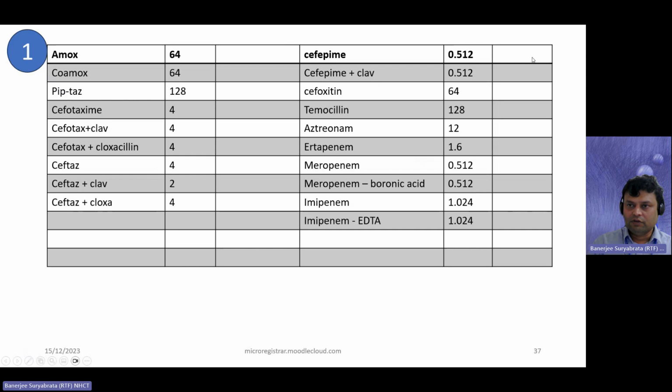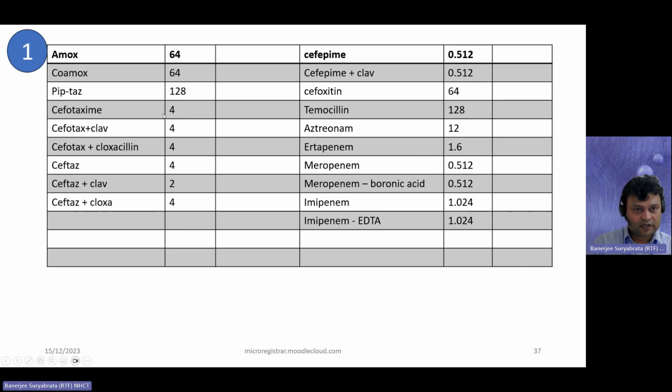So here we'll go through some resistance mechanisms. I will explain here to you. This one, you see, amoxicillin resistant, co-amoxiclav low synergy, so it is probably not ESBL. Piptase high level resistant, okay, it is not ESBL. It is probably not class A because you do not see anything here, but high level resistance is suggestive of OXA-48, so there could be that.